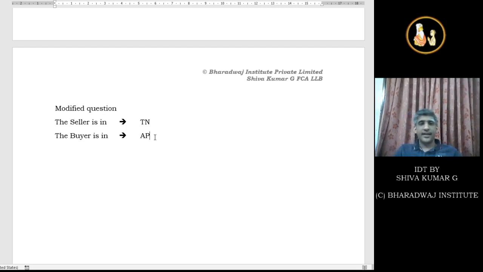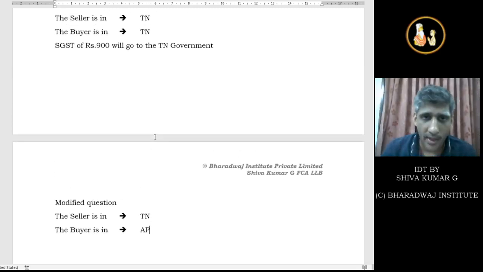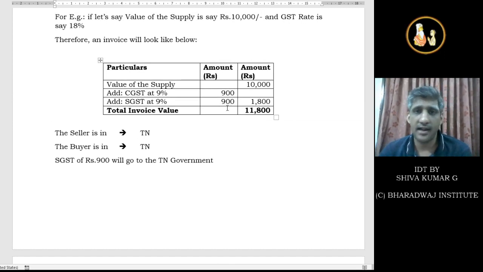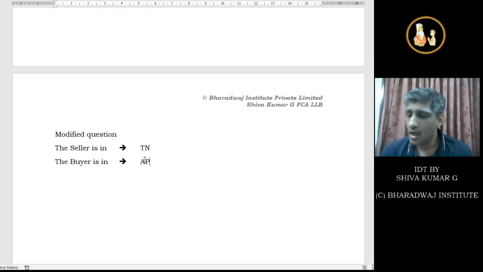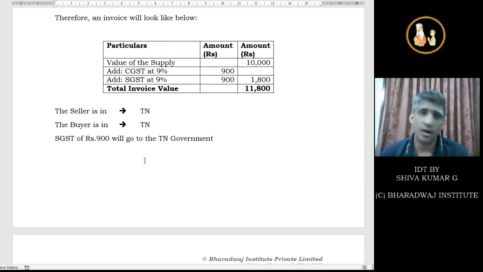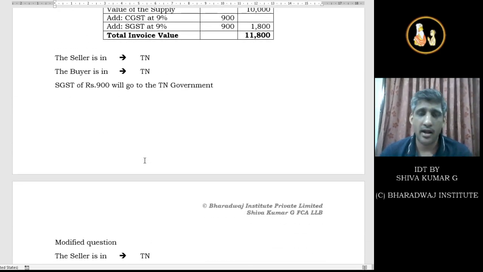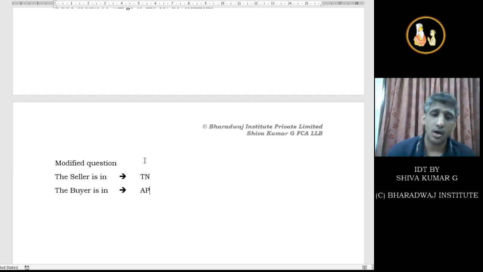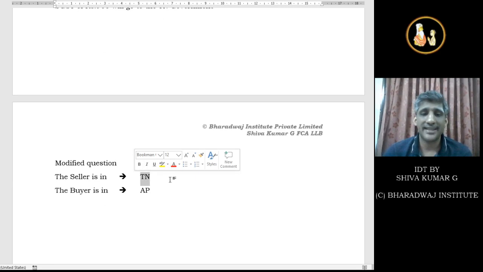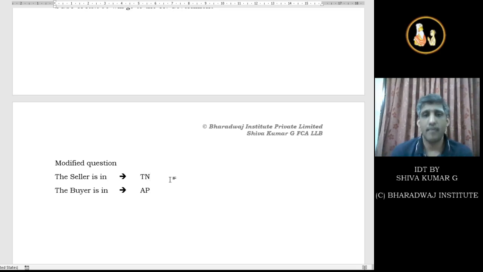Now tell me, which state government will get the SGST component? Now we have got two components, CGST 900 and SGST 900. Of course CGST will go to the central government, we don't have a problem. The SGST 900 will go to which state government? Is it the Tamil Nadu government, that is the selling state government, or the Andhra government, the buying state government? The money will go to which state government? Selling state government, in this case Tamil Nadu, or the buying state government, in this case Andhra.